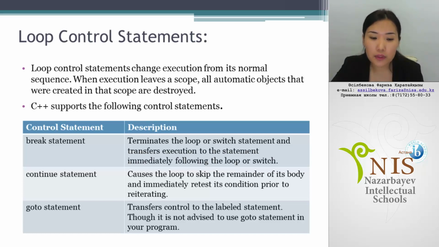The second is the continue statement. It causes the loop to skip the remainder of its body and immediately retest its condition prior to reiterating. The third is the goto statement. The goto statement transfers control to the labeled statement, though it's not advised to use the goto statement in your program.